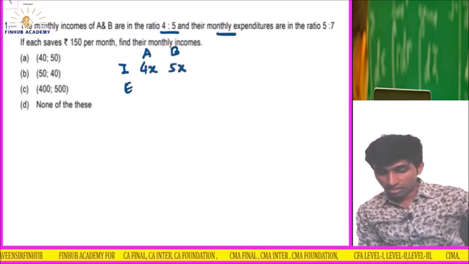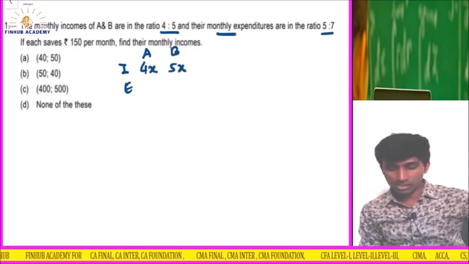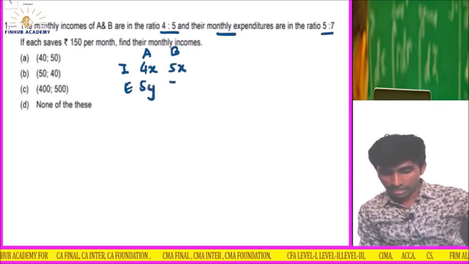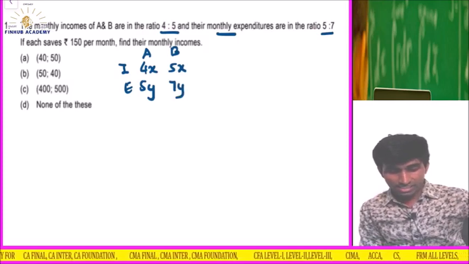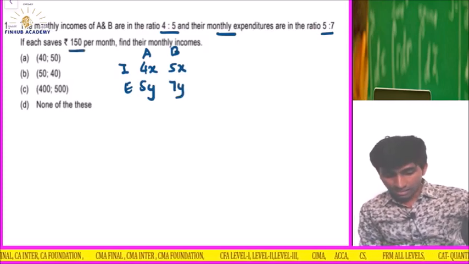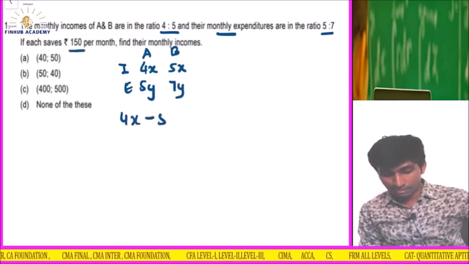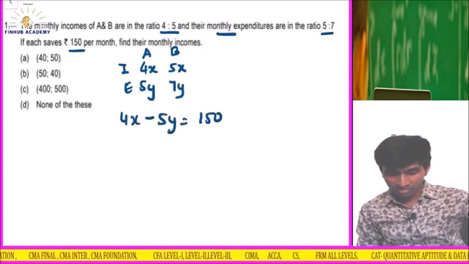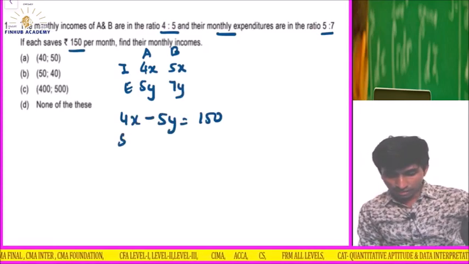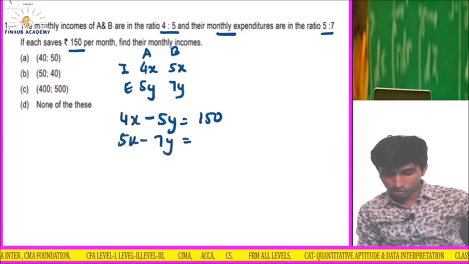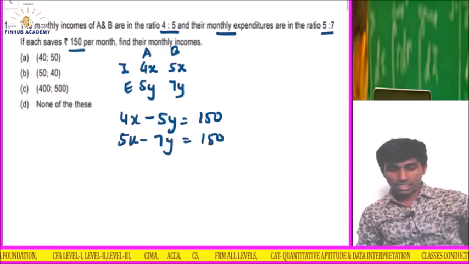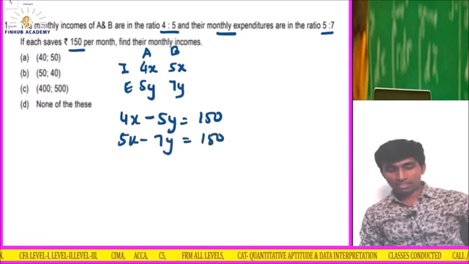Monthly expenditures are in the ratio 5:7, so it will be 5y and 7y. If each saves 150 per month, how will we get savings? Income minus expenditure is equal to 150. Okay, and this is 5x minus 7y equals 150. Both are saving the same money, correct? So find their monthly incomes.